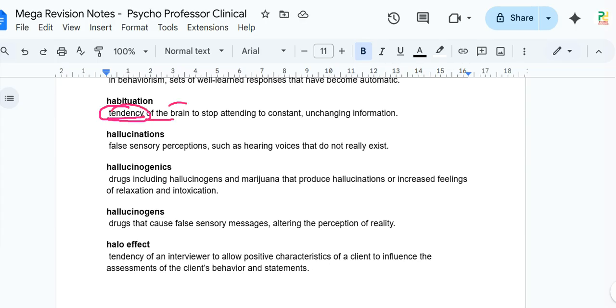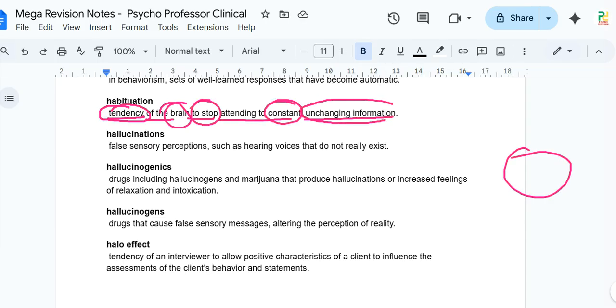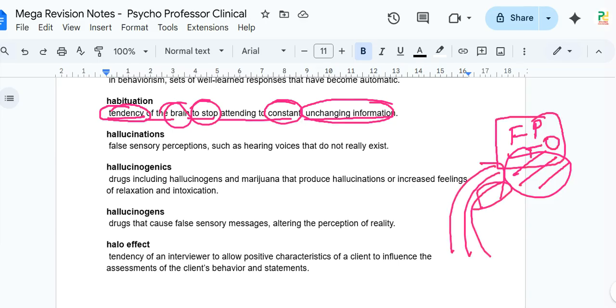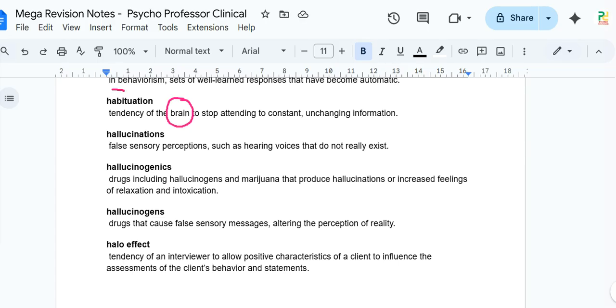Tendency of what? Of the brain. You know what the brain is. To stop attending to constant or unchanging information. Tendency of your brain, which has the cerebral cortex, the frontal lobe, parietal lobe, occipital lobe, and temporal lobe, where all the information from your world is going. But what type of information is that? That is your unchanging or constant information. For unchanging and constant stimulus, the brain will stop attending. This you have to associate with habituation.